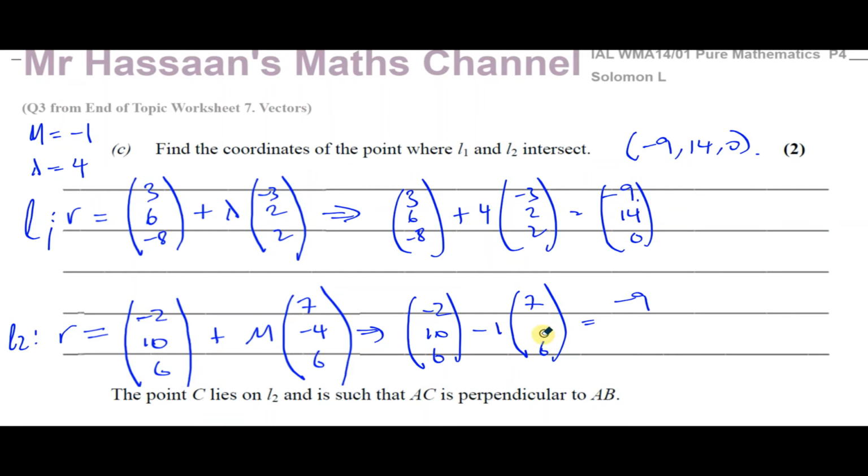So it's 10 plus 4, which is 14. Okay, 10 plus 4, which is 14, which works out. And 6 minus 6, which is 0. So you see we get exactly the same 2 points. So we know for sure we're right now. This is the point at which they intersect. Okay, the coordinates, give it in coordinate form.